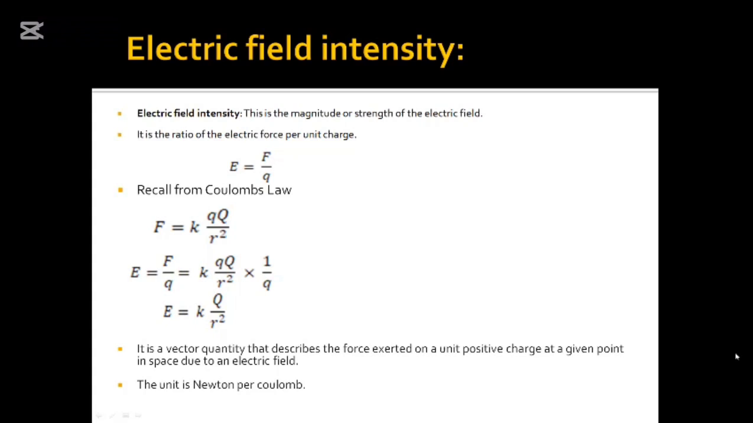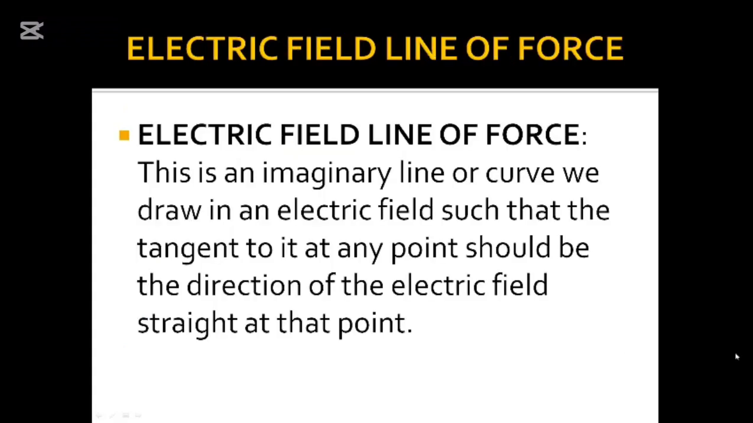Physics is wonderful. Electric field lines of force. By definition, we said an electric field line of force is an imaginary line or curve we draw in an electric field such that the tangent to it at any point is the direction of the electric field at that point. This is your definition. Take it down. Bring your note, pin it down, because this is examinable. They may ask you this either in your assessment or your examination.